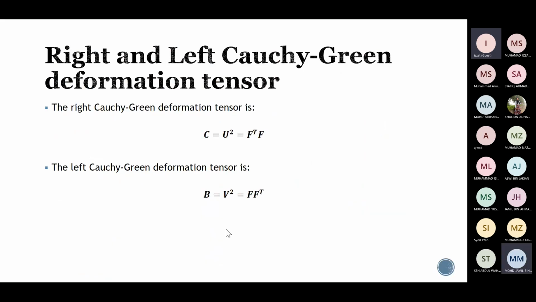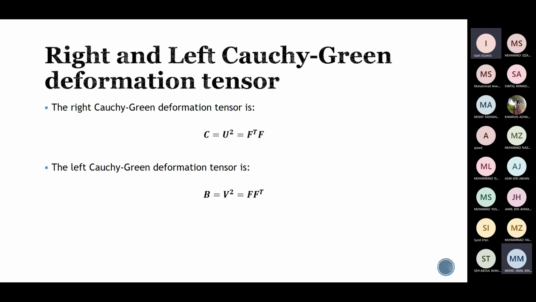Okay, since we have the left stretching tensor and right stretching tensor, we have right stretching U and left stretching V. So we have a new deformation tensor, okay? A new definition of deformation tensor. So we call it the right and left Cauchy-Green deformation tensor. So why do we need this? Okay, later on we will see why we need the right and left Cauchy-Green deformation tensor.